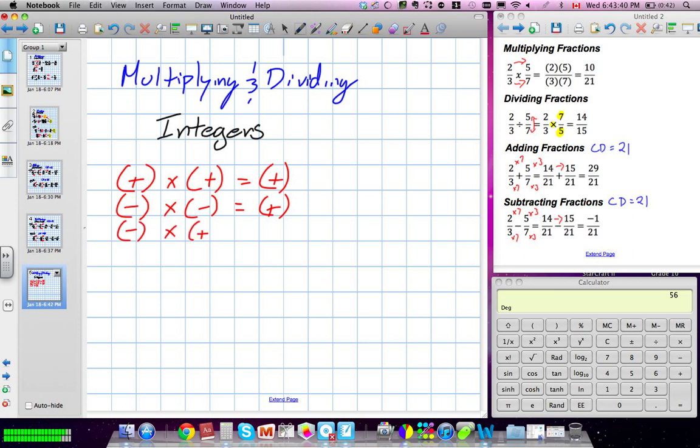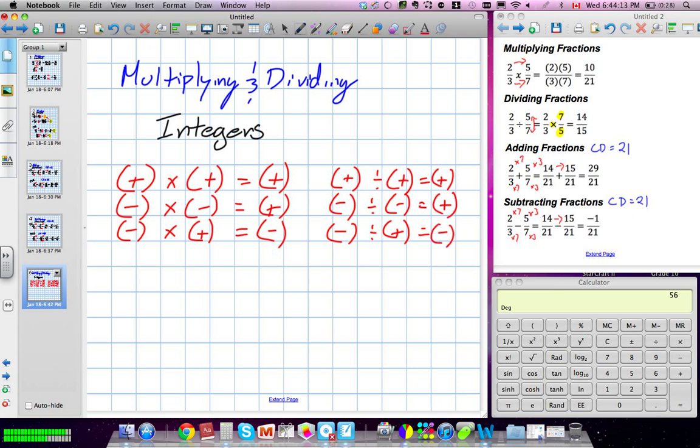Okay. What about with division? What's a positive divided by a positive? A positive. Negative divided by negative? It's a positive. Yep. And what about a negative divided by a positive and vice versa? A negative. Yeah, it's the exact same rules. So whether we're multiplying or dividing integers, we get the exact same rules.